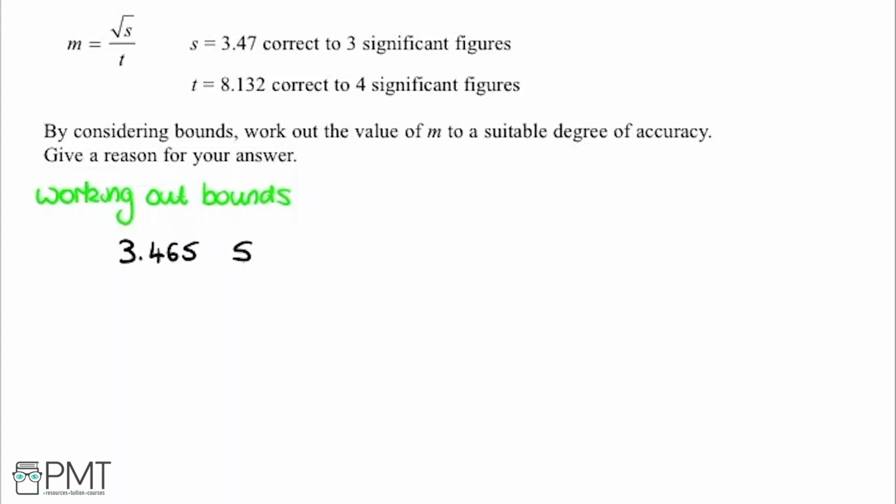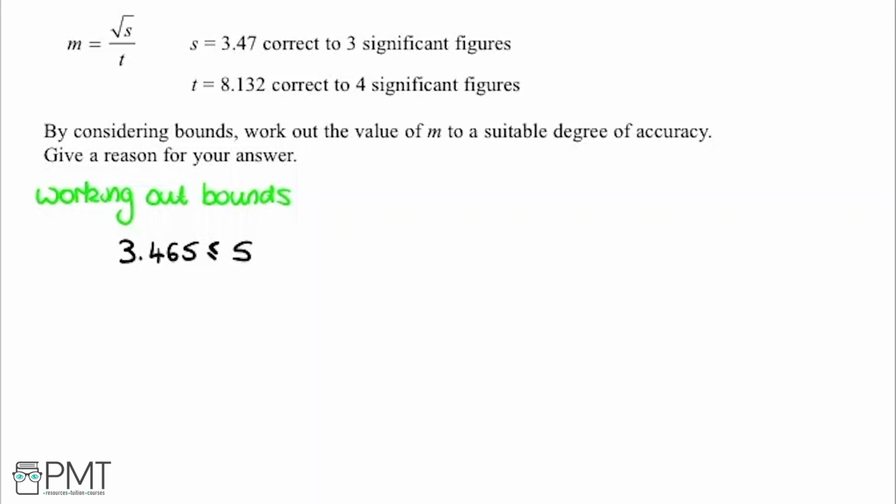3.465. If you round that to 3 significant figures, you get 3.47, which is what we need. However, anything less than this value, so let's say we had 3.46499999, carry on, when you round that to 3 significant figures, you'd actually get 3.46. So because of that, we know that this has got to be the lower bound. So I'm going to draw in this symbol. You can see I've said that s is greater than or equal to. So if it's equal to this value, we go to 3 significant figures, we get the value we want, or greater than that, we'll get the value we want.